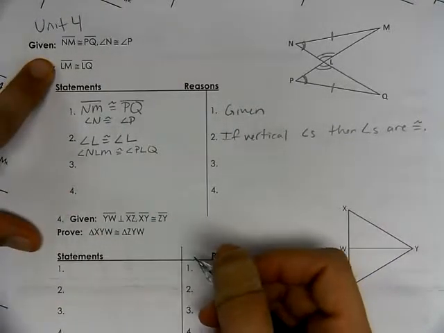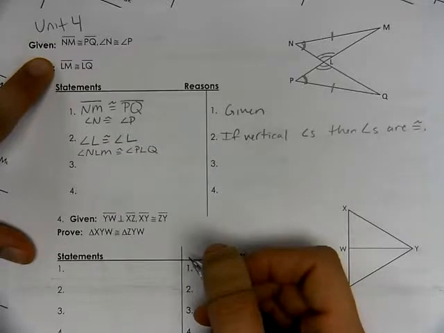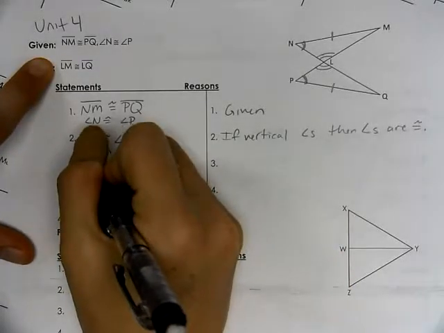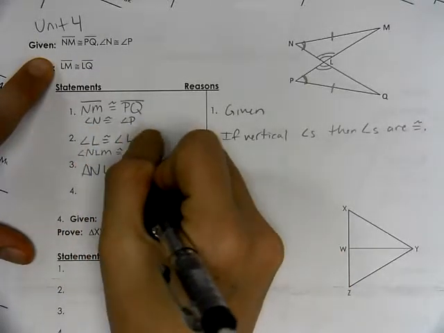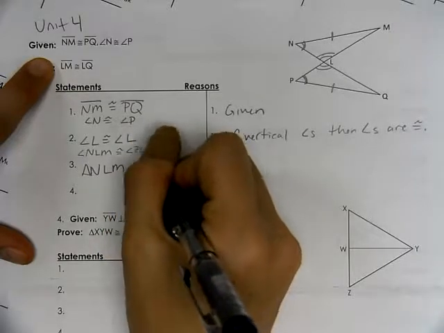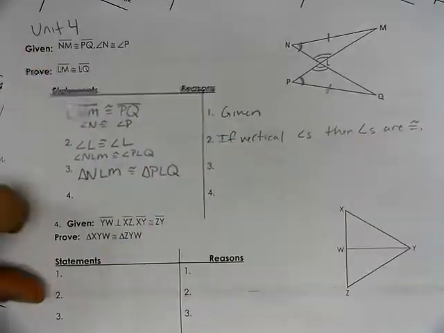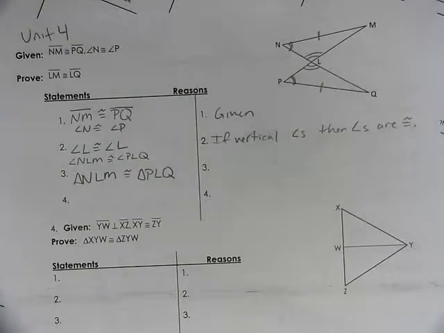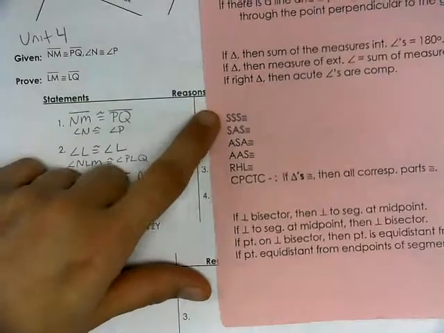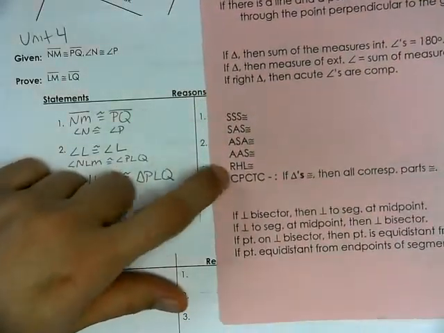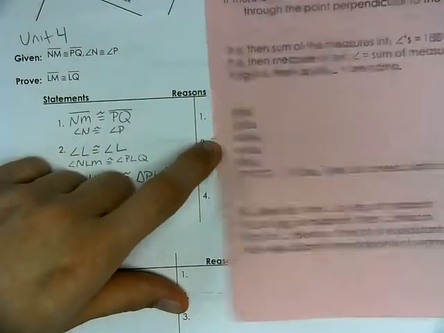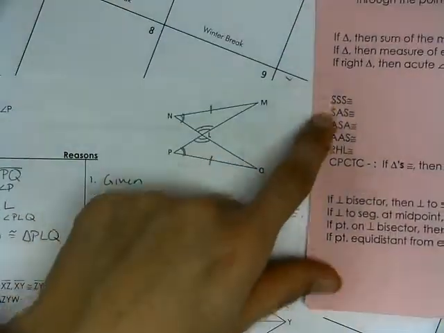Now, see how our proof is to prove the triangles are congruent? Now we can say triangle NLM is congruent to triangle PLQ by which one of our methods? Which one of these? What do we think?